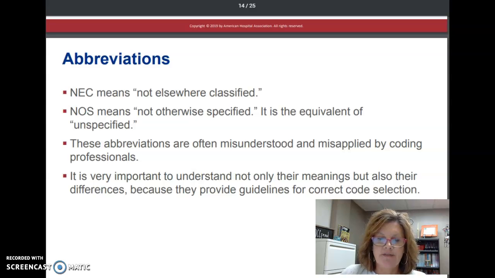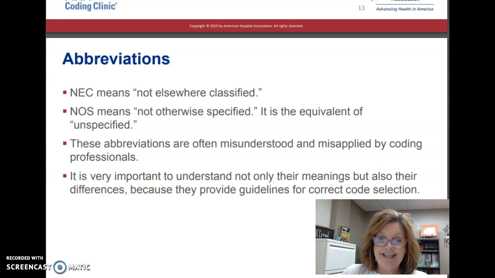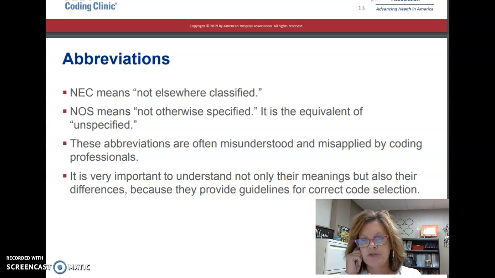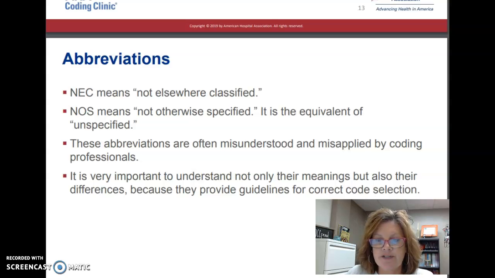Abbreviations. NEC, not elsewhere classified, which means, again, otherwise it's not otherwise specified. It is the equivalent of unspecified. These abbreviations are often misunderstood and misapplied by coding professionals. Again, make sure we know the differences. Make sure you look through your book for guidelines for the correct coding selection on these. So NEC means, you know what, there isn't anything specific enough. Usually the NEC ones are going to end in a .9, whereas NOS means not otherwise specified, and those are going to be .8. We have something that could be more specific, but they don't have it.